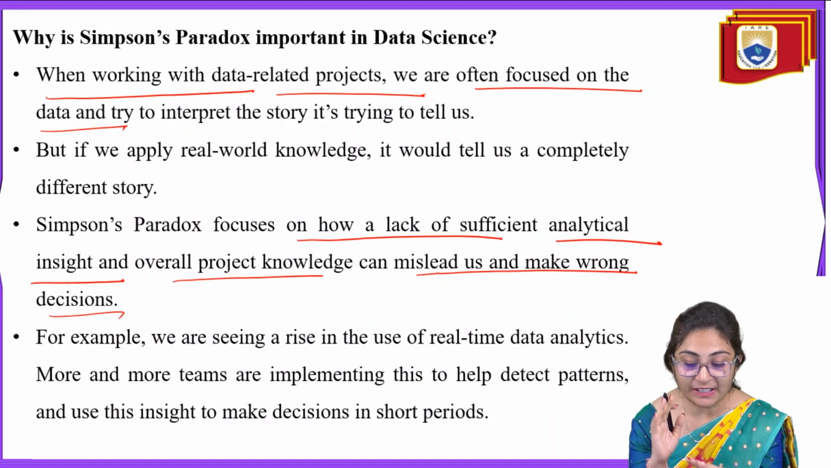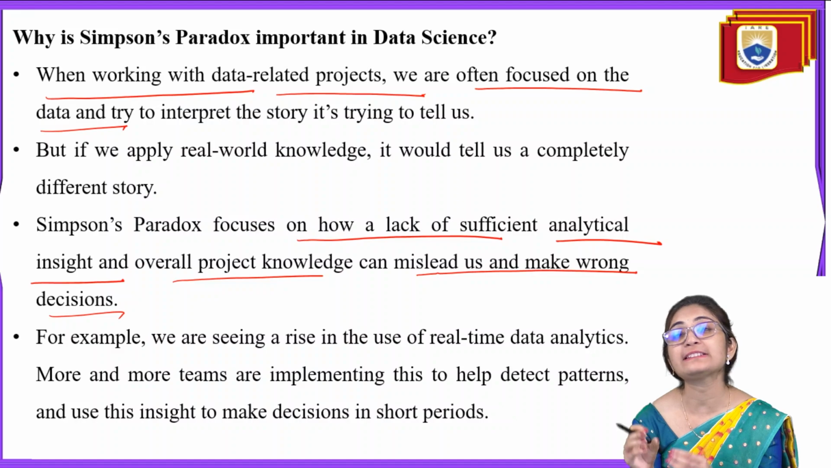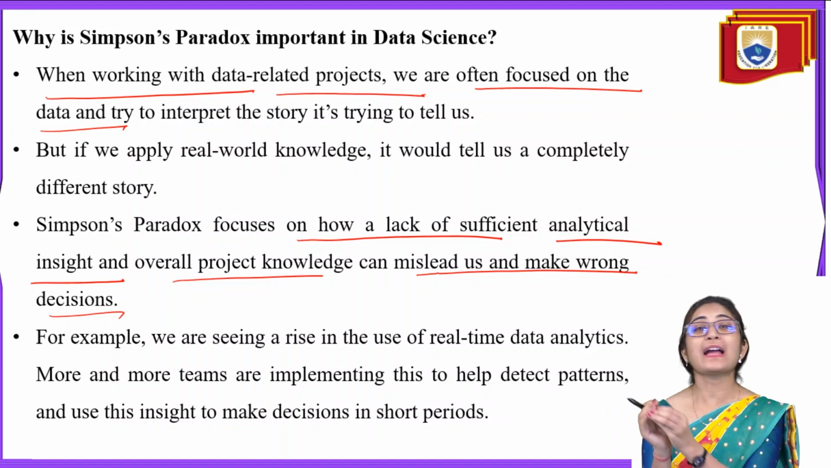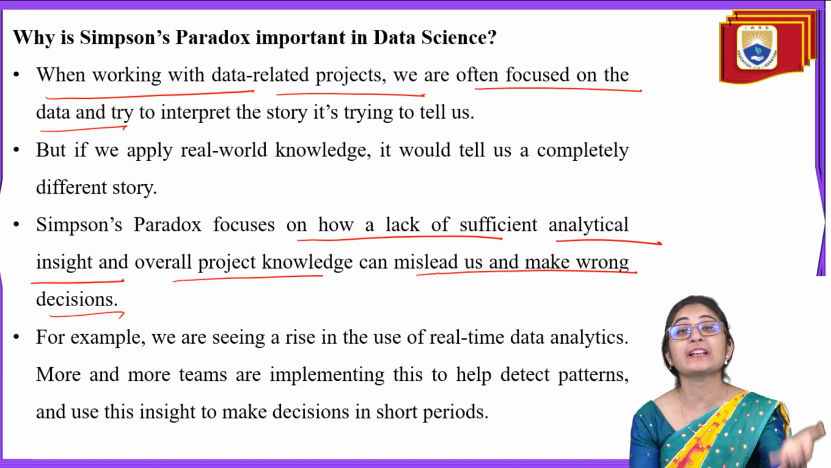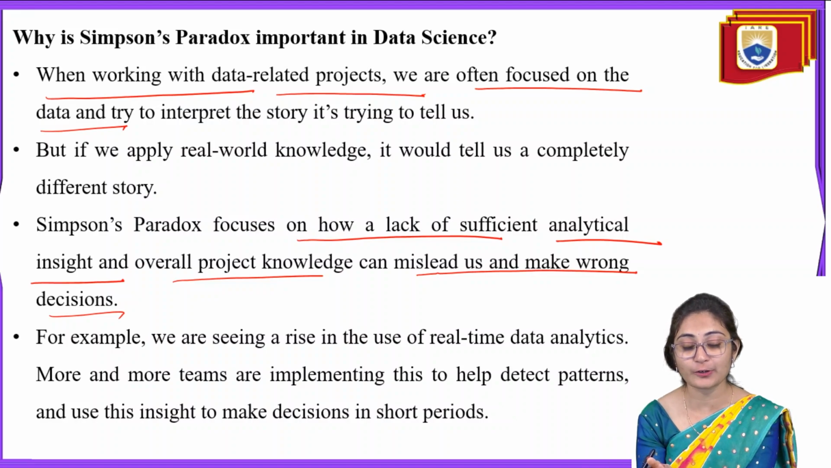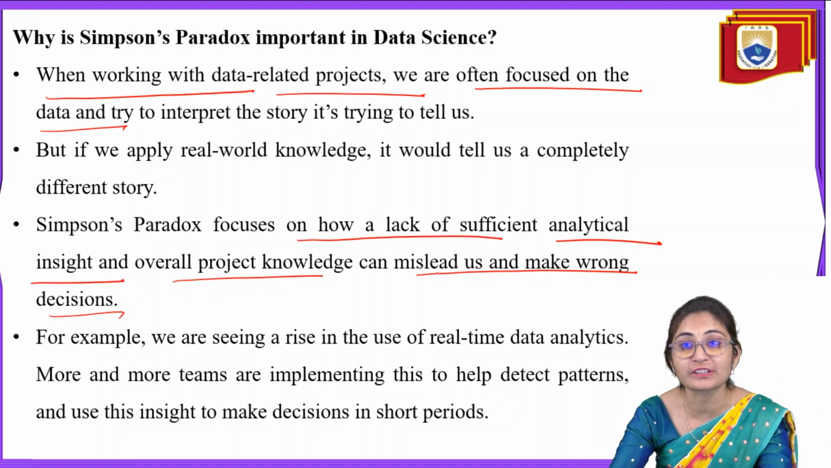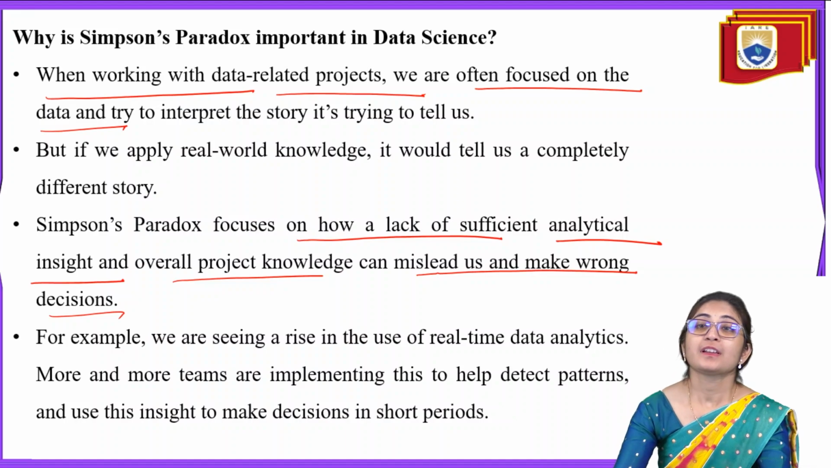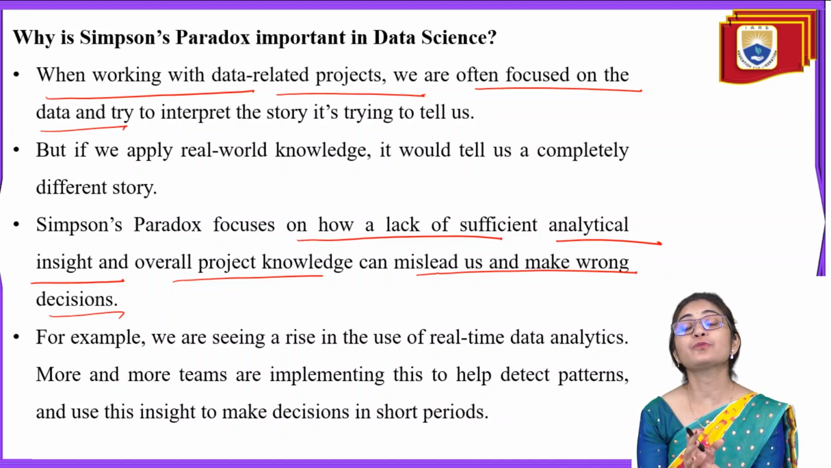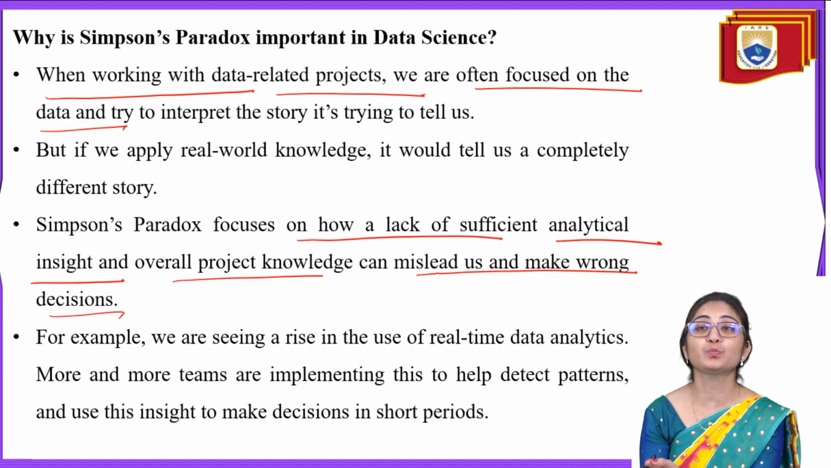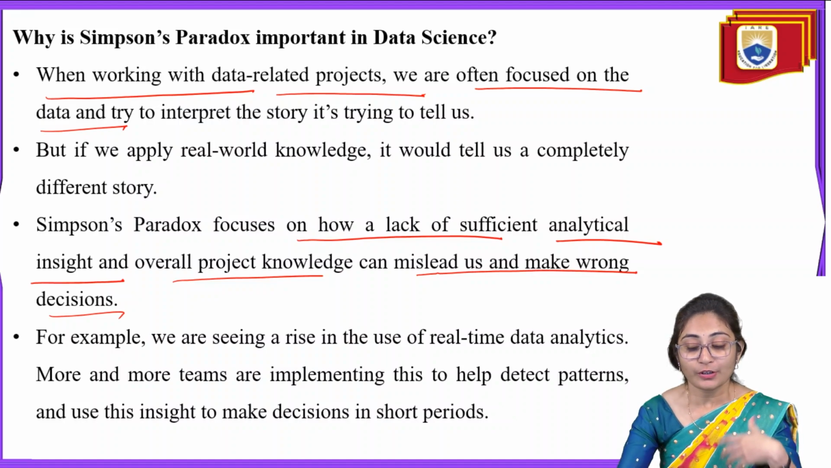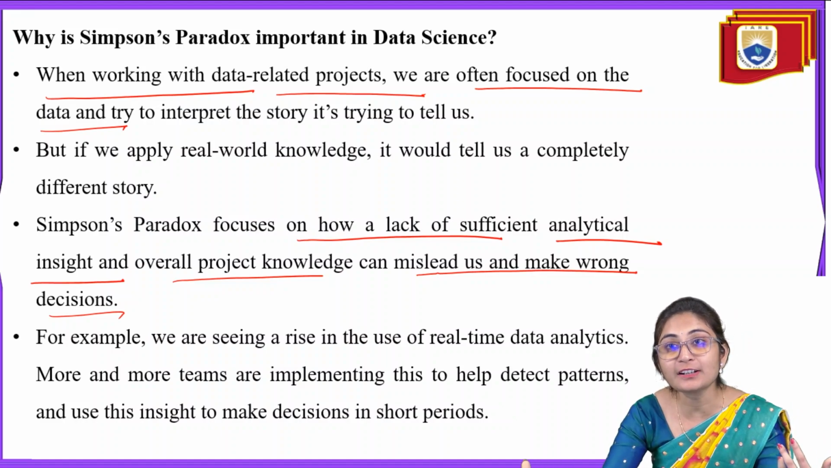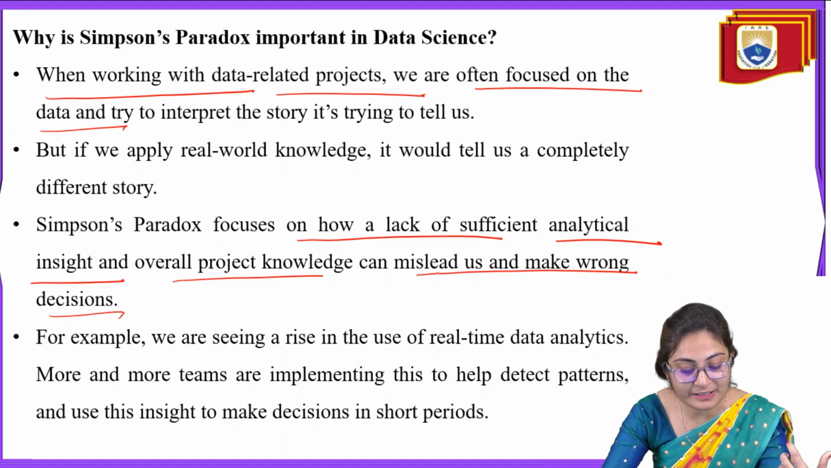Whenever you apply your real-world knowledge in the project, you get a different output, and when you apply Simpson's paradox, you get different knowledge. At that point, we can't consider or predict our correct output, so you can take some wrong decisions also.